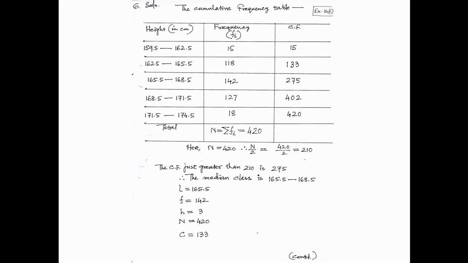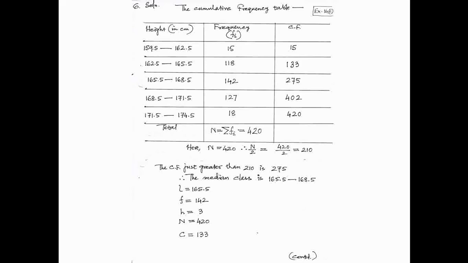See, if your cumulative frequency is 420, the result must be the same when you calculate sigma fi, that is the addition of all the frequencies. And this is marked as capital N. So here N equal to 420. Therefore, N by 2 equal to how much? 420 divided by 2 equal to 210.